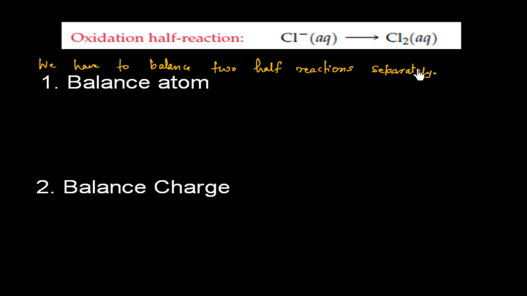There are two things that are important in balancing. In any reaction we have to balance charge as well as atoms. Charge balance comes from conservation of charge, and balancing of atoms comes from mass conservation. That is, in any reaction, total mass remains conserved, and total charge remains conserved. So balancing of atoms comes from mass conservation or material balance, and balancing of charge comes from charge conservation.